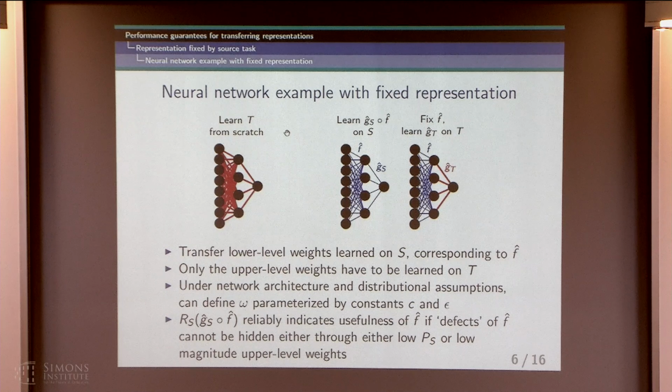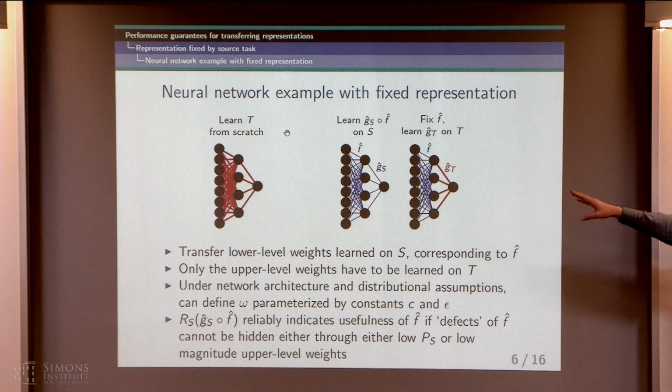Okay, now can we try and make this a little bit more concrete in an example? Yep. Quick question. So when you do the target task, do you optimize both G and I? Maybe I missed something obvious. Right. So in this case, no. You fix on the target task. You fix the representation that you learn, and we'll consider another case where you fine tune it in a moment.